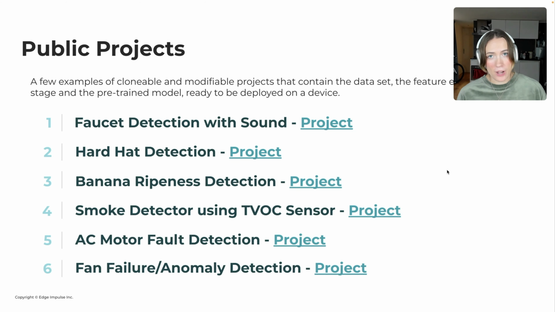We have multiple public projects available for you to directly clone into your own Edge Impulse account. When you have access to these slides, just click on the associated project link and you can clone those projects directly into your account, including all of the data, all the DSP code, all the neural network code, all the anomaly detection block information. And you can have that for your own use in your own Edge Impulse account for your own personal devices. We have projects for faucet detection with sound, hard hat detection, banana ripeness detection, smoke detector using TVOC sensors, AC motor fault detection, and fan failure anomaly detection, which is what we'll go over today.